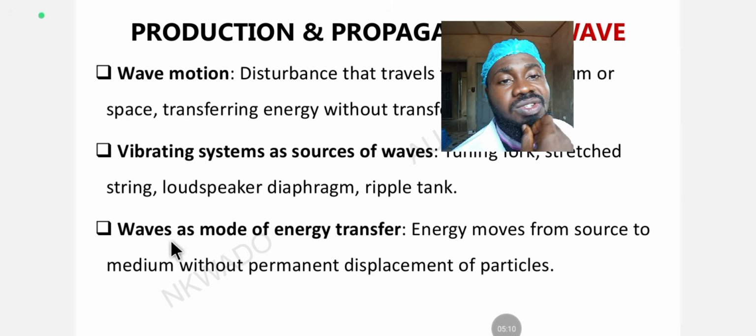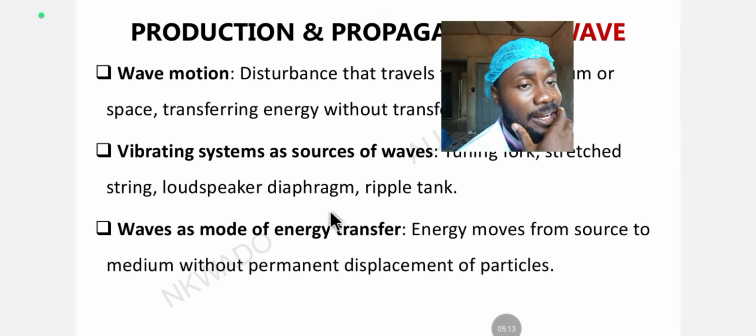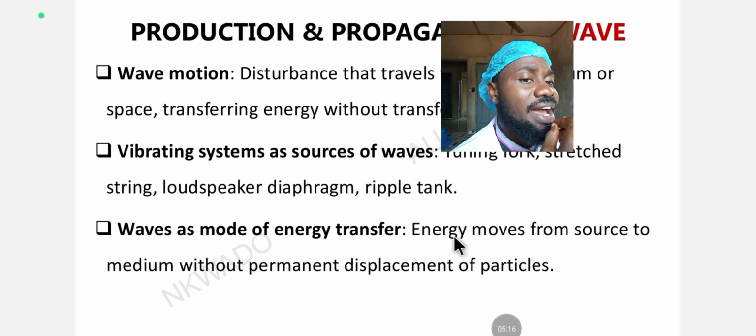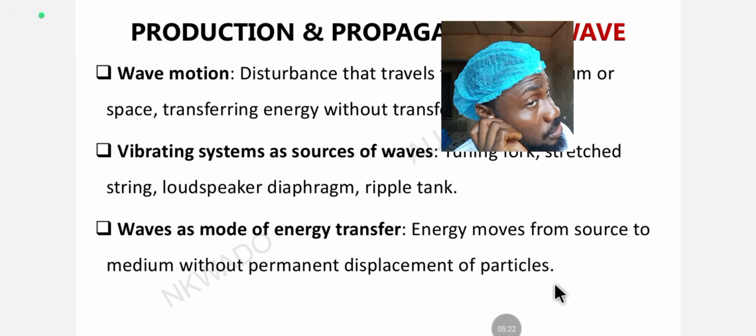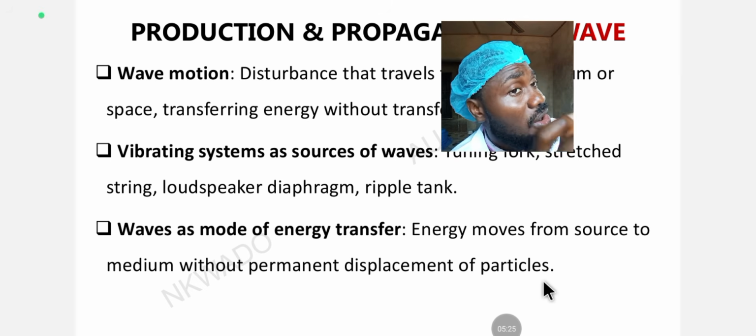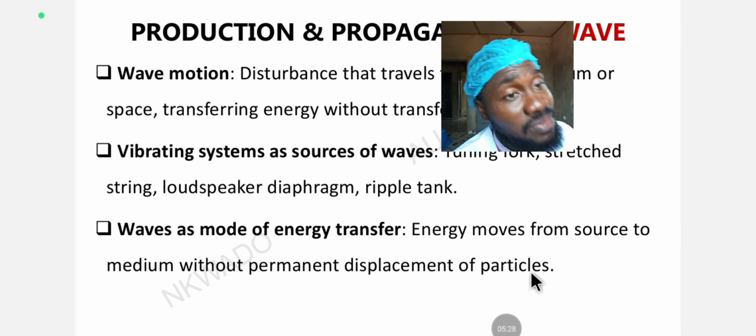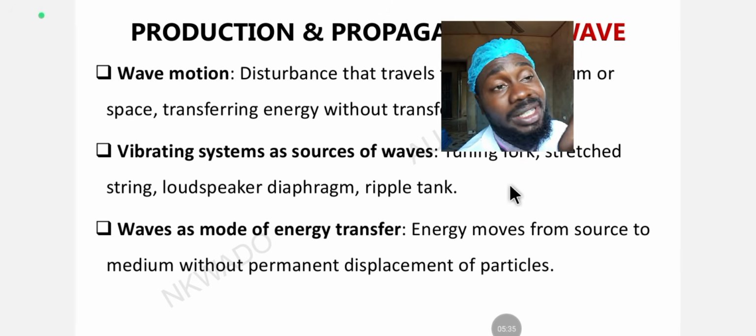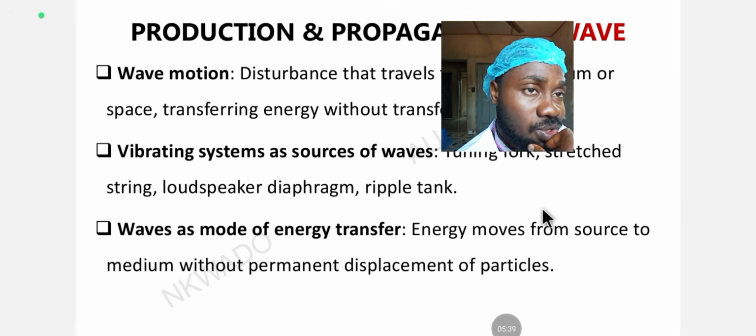So now let's look at wave as a mode of energy transfer. Wave as a mode of energy transfer: energy moves from source to medium without permanent displacement of particles. I told you, without permanent disturbance of the medium itself. So wave is transferred from the source to the medium without permanently displacing the particles of the medium itself.